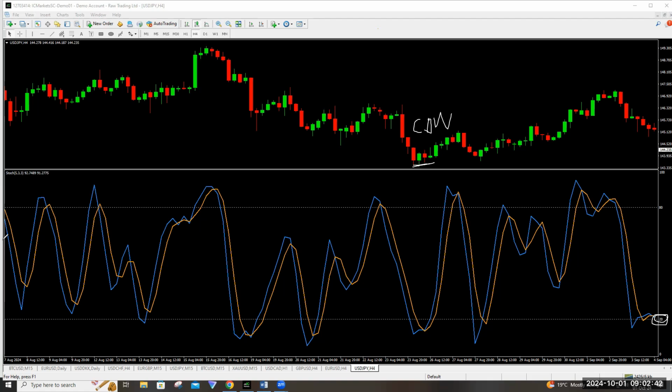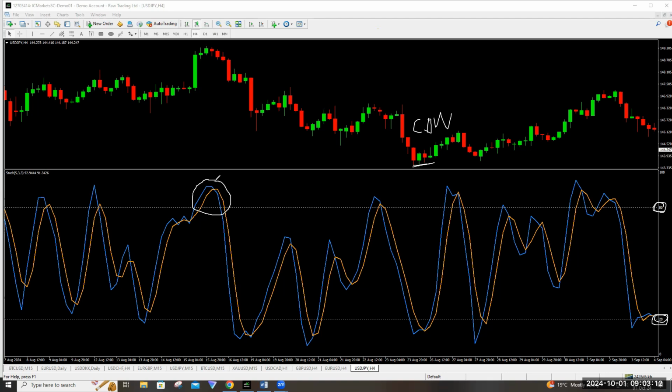Now, once you know that the trend is down, go to a lower time frame of your choice and check if the market is on the 80 level or above. Very, very important, 80 level or above. And here you see that the market is way above the 80 level. That is step number 2. Now wait for the crossover.